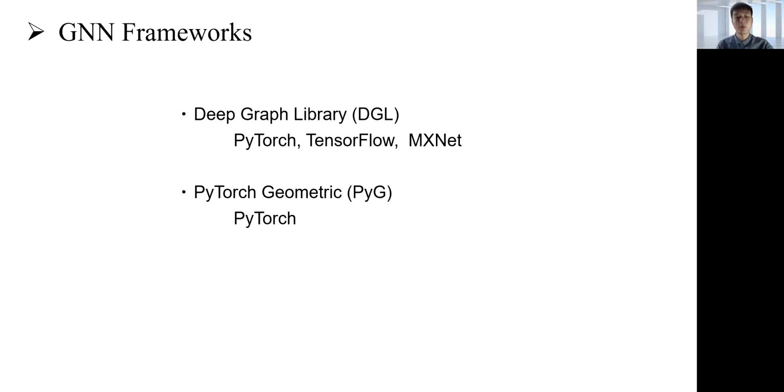In our work, we select Deep Graph Library and PyTorch Geometric as our performance evaluation objects. Currently, there are many graph neural network frameworks, but DGL and PyG are the most popular and natively perfect. Most research works use PyG or DGL when it comes to using graph neural network frameworks.